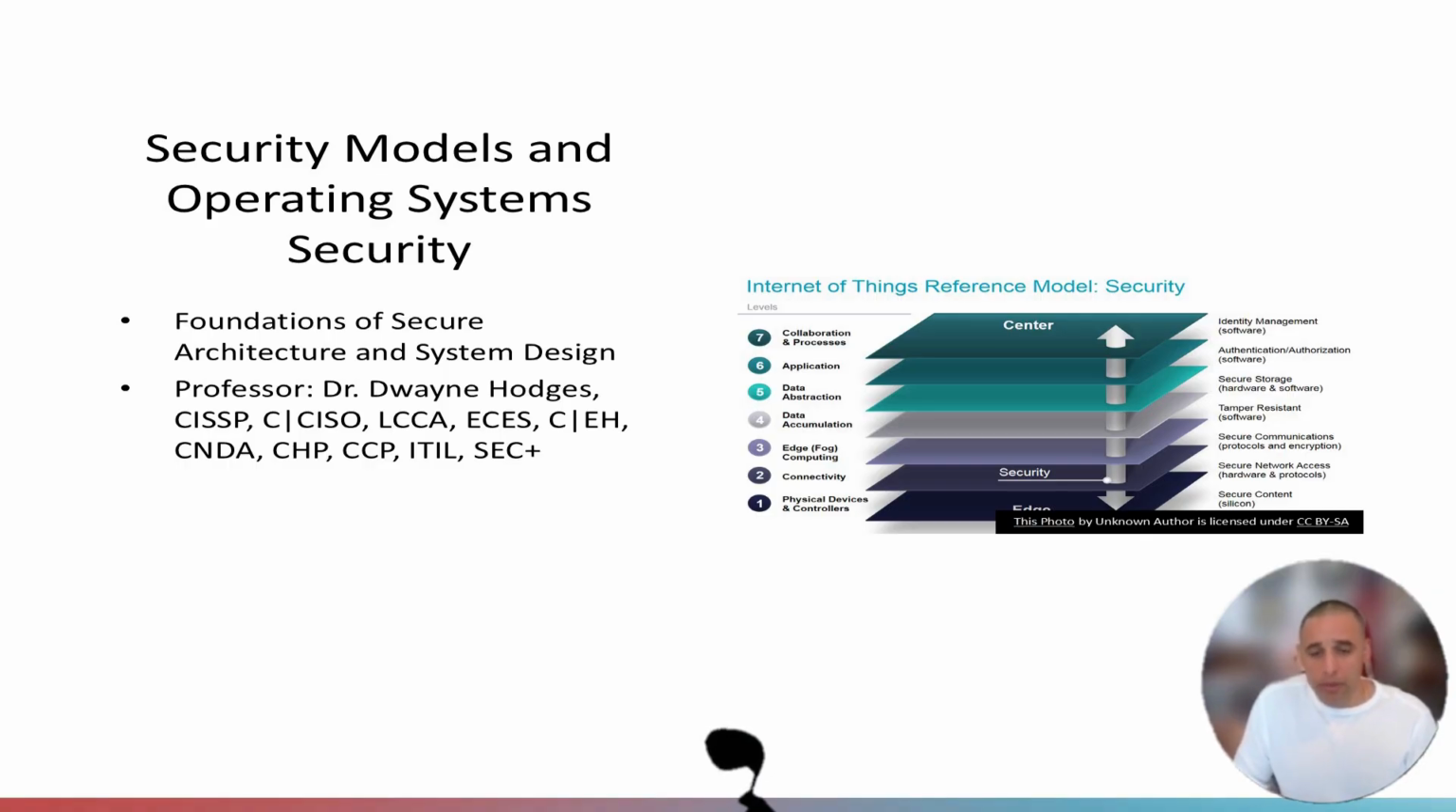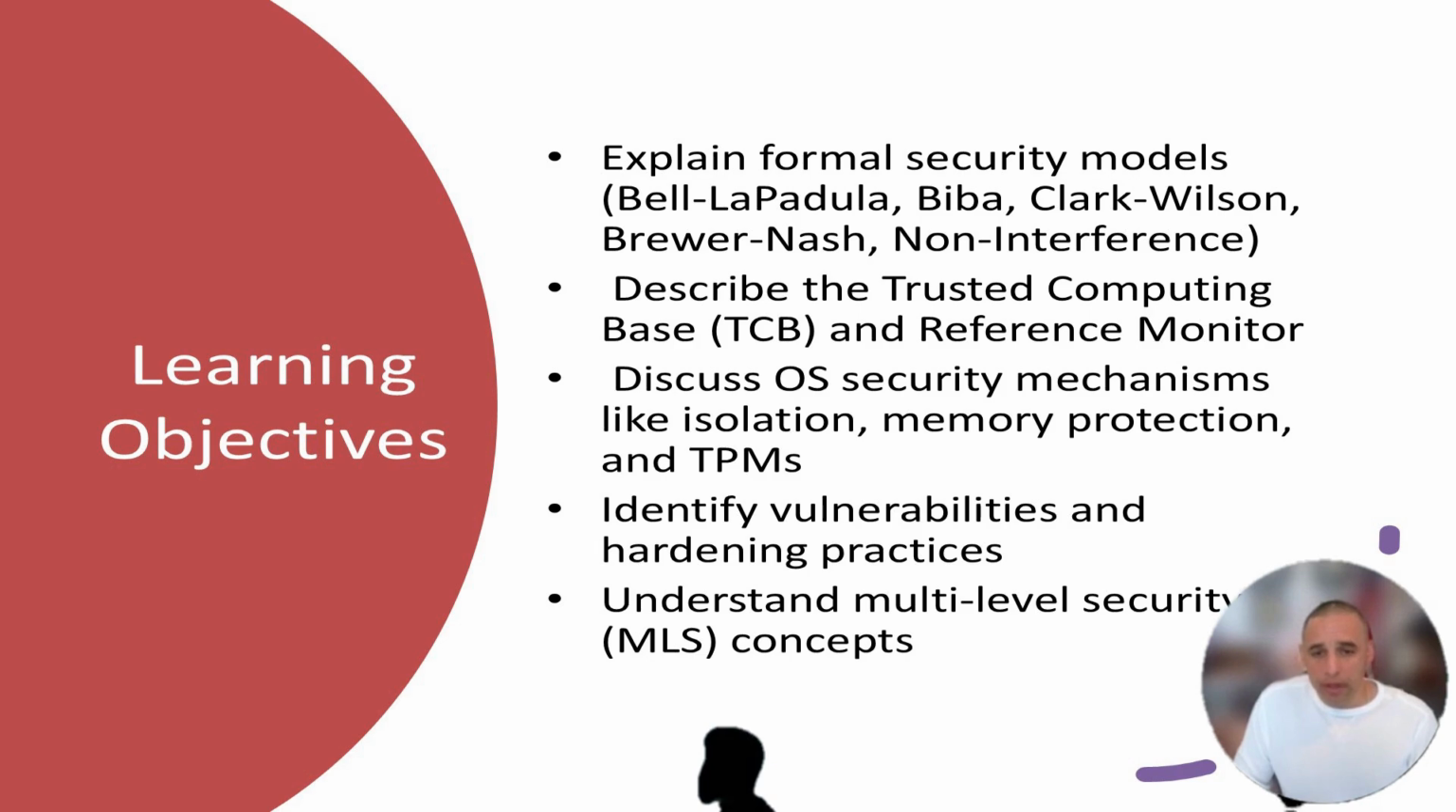Before we dive into the details, let's clarify what you'll be able to do by the end of this lecture. These objectives will guide our journey and help you focus on the key takeaways. First, you'll be able to explain several formal security models, including Bell-LaPadula, BIBA, Clark-Wilson, Brewer-Nash, and non-interference. Each of these models addresses different aspects of security, such as confidentiality, integrity, and conflict of interest.